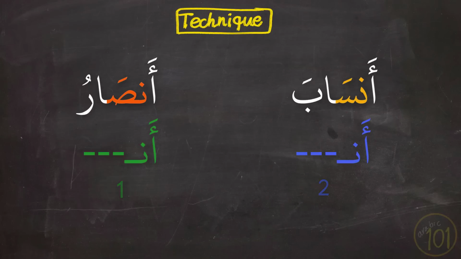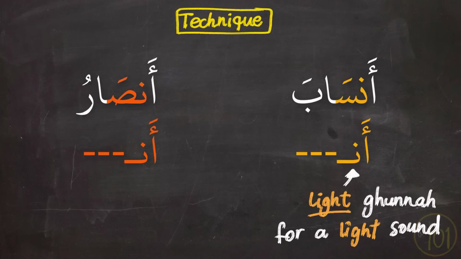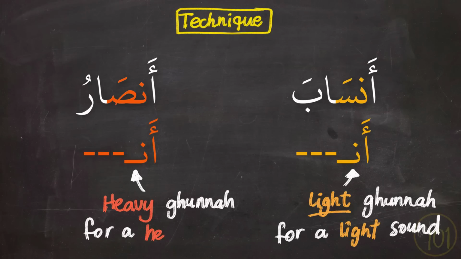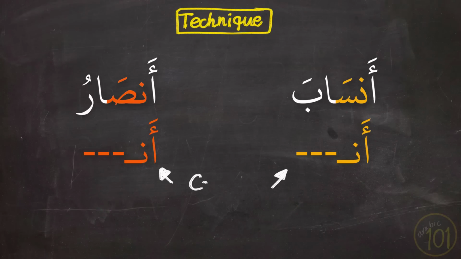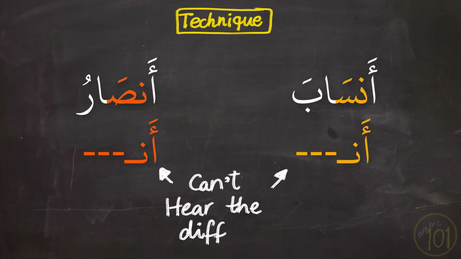ansab. So, when the ghunnah properly prepares you for the following sound, you will produce an accurate ghunnah that ticks all the boxes. Hearing the difference is the first step of improving. But even if you can't 100% hear it yet, you should still apply the technique, and in due time, inshallah, you will start hearing and applying it perfectly.